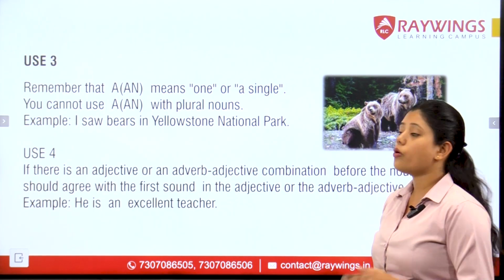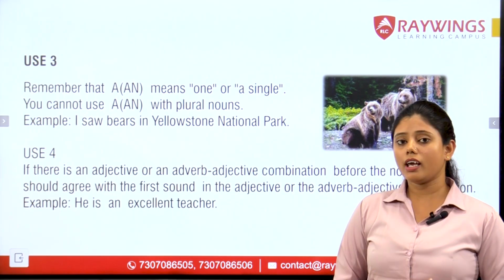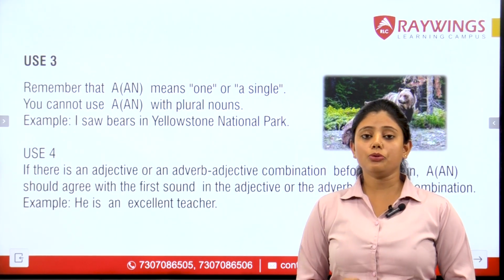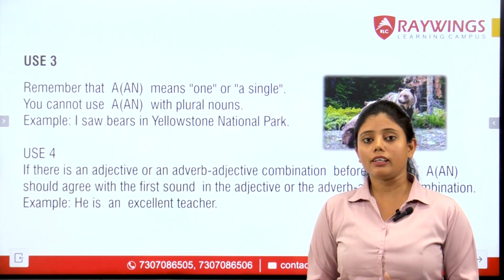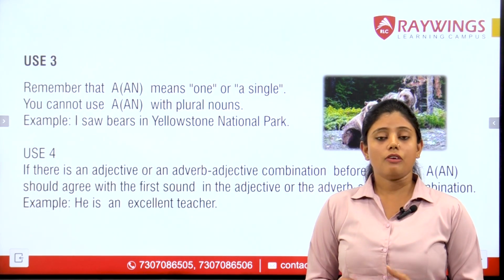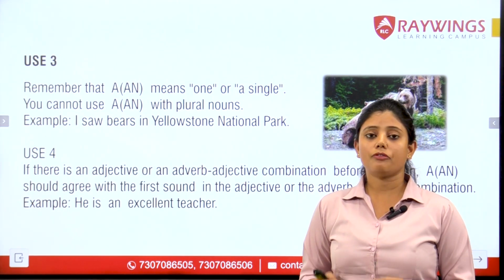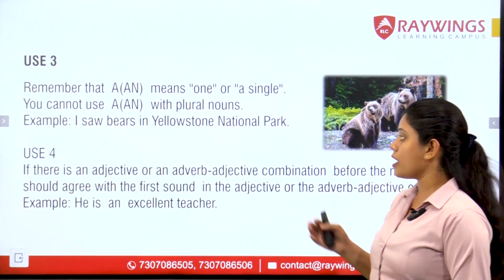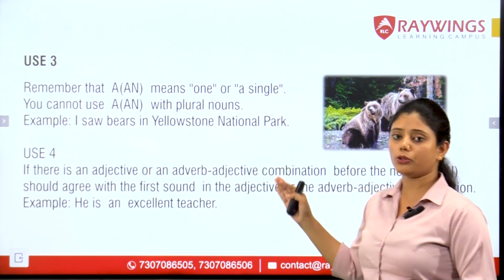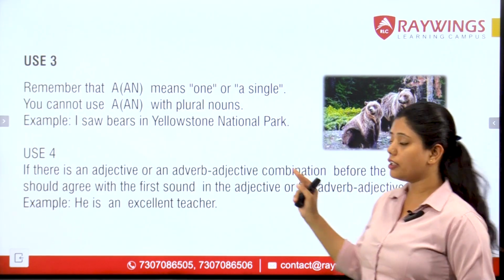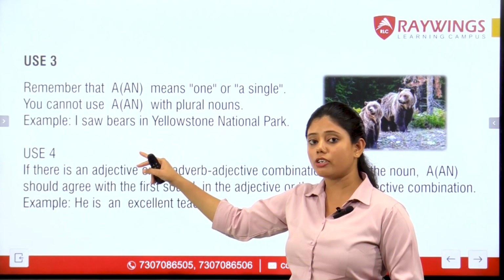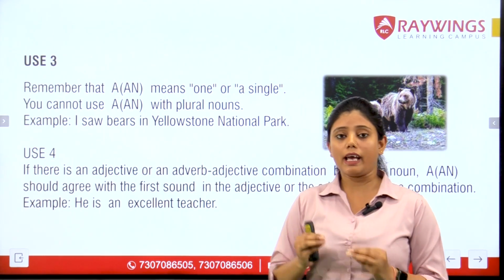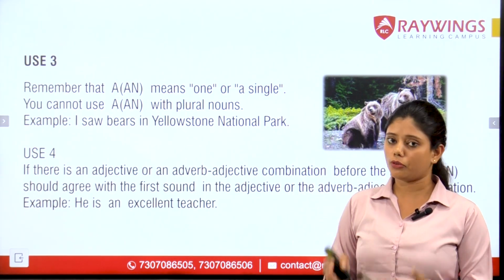Rule number 3. Always remember a and "an" mean singular. We cannot use a and "an" with anything that is plural. We are not going to use a and "an" with plural nouns. The correct sentence will be, I saw bears in the Yellowstone National Park. Here, the noun which we are using is bears and that is a plural noun. Therefore, we will not use any article a or "an" before that.